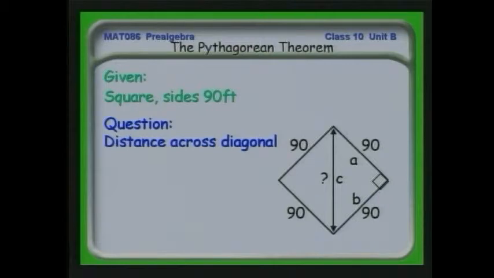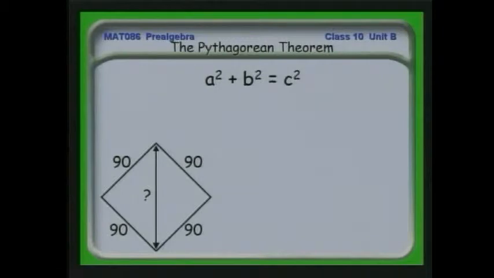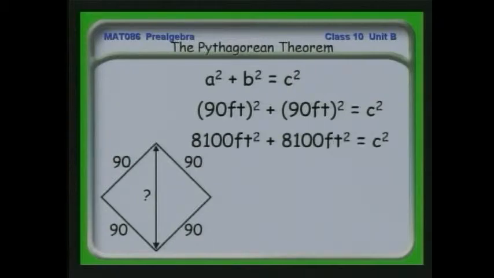We can just say A, B, C, and it's the same situation that we had before, and we need to use the Pythagorean theorem. The square of A plus the square of B is equal to the square of C. Let's apply this now. We know that A squared and B squared are both going to be 90 in this case. We have the square of 90 plus the square of 90 equals C squared.